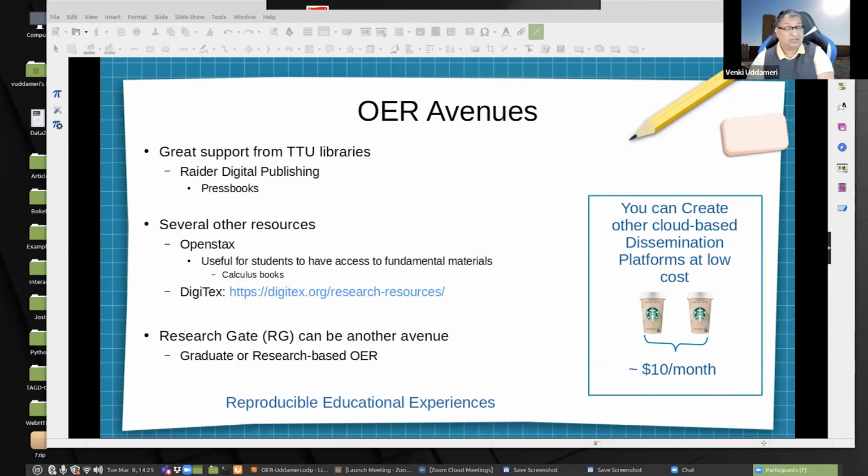Michelle Singh yesterday talked about the Digitex and some of the research resources that they have in terms of making transitions to OER. So one other place where I have tried to push OER is ResearchGate, which many engineers use to document their research, but it can also be a good place to disseminate research-based OER or graduate-level OER, and make it available to a much wider audience. The last class I'm going to talk about is that you can create cloud-based dissemination platforms these days that have become very cheap, roughly about $10 or less than 2 lattes from Starbucks. That can get you your own cloud computing platform to do certain things, put up web resources, computational resources, and such.